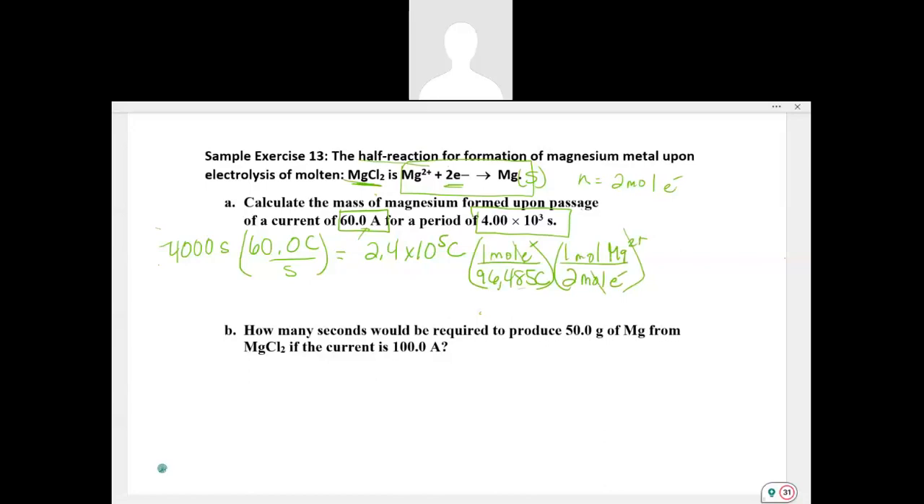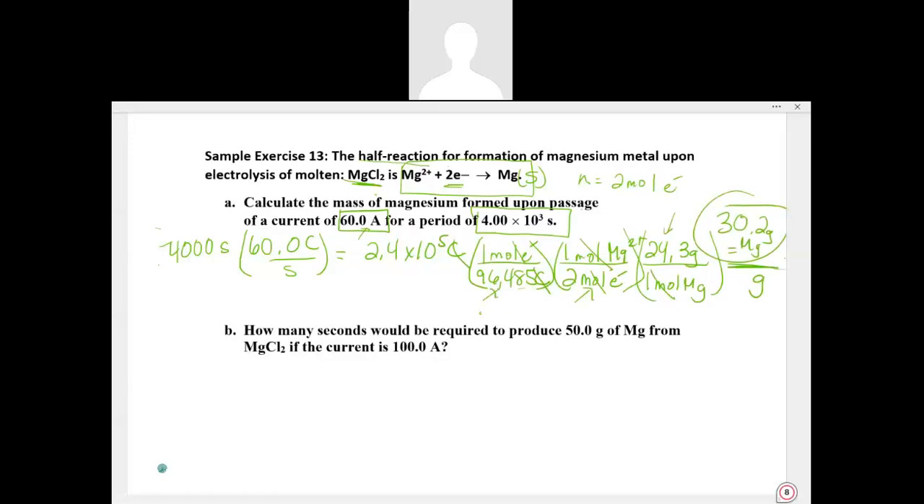1 mole of magnesium on top, and last we're going to need our molar mass, which is approximately 24.3 grams per mole. Now that we have everything canceling out, our coulombs, moles of electrons, and moles of magnesium will cancel, and we're going to be left with grams at the end. So I will take this 2.4 times 10 to the fifth, divide by Faraday's constant, divide by 2, and then multiply by 24.3, and you should get around 30.2 grams of magnesium for part A.